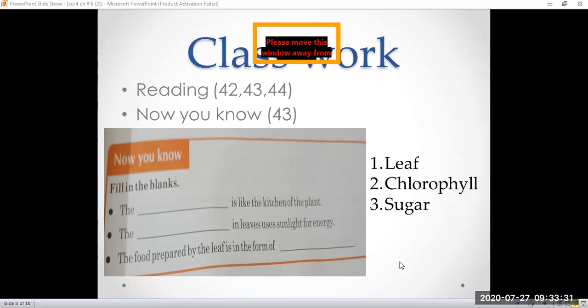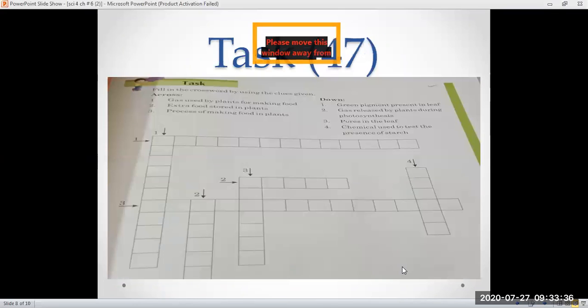So till then, students, we are going to read it, and we have only 10 to 11 minutes. So you can open page number 47 in your books. Page number 47, there is a task. What they have said in the task, students, you are going to be given 10 minutes. Fill in the crossword by using the clues given.